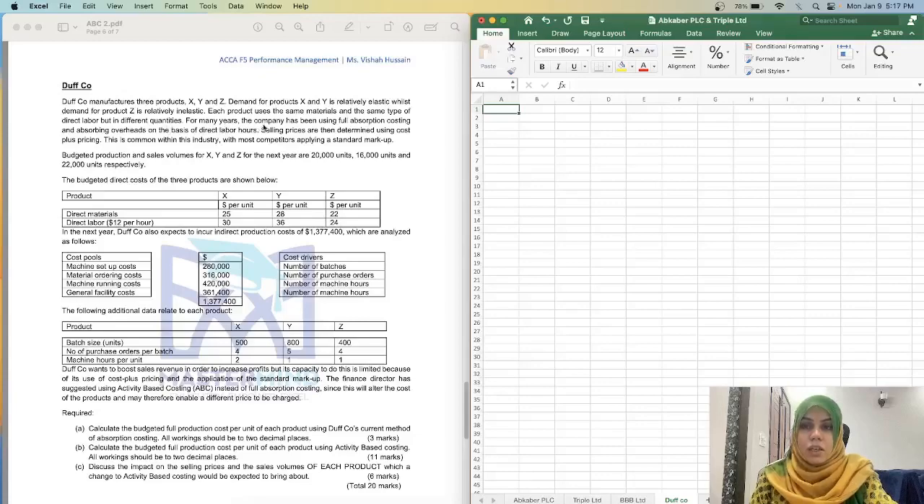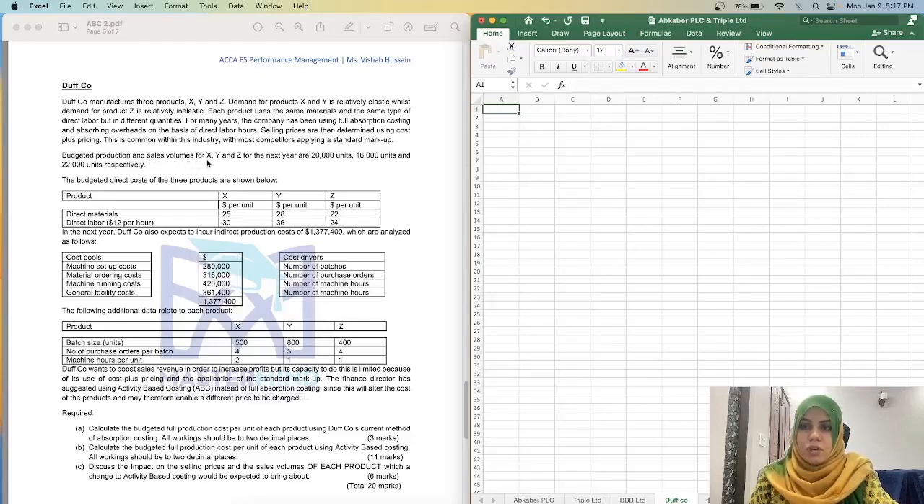For many years, the company has been using full absorption costing and absorbed overheads on the basis of direct labor hours. So they have mentioned it to you in clear words. Selling prices are then determined using cost plus pricing. This is common within this industry, with most competitors applying a standard markup. Markup means profit on cost, profit percentage on cost.